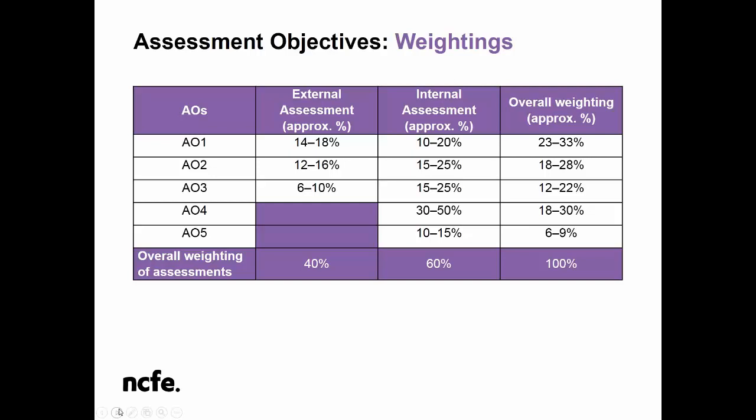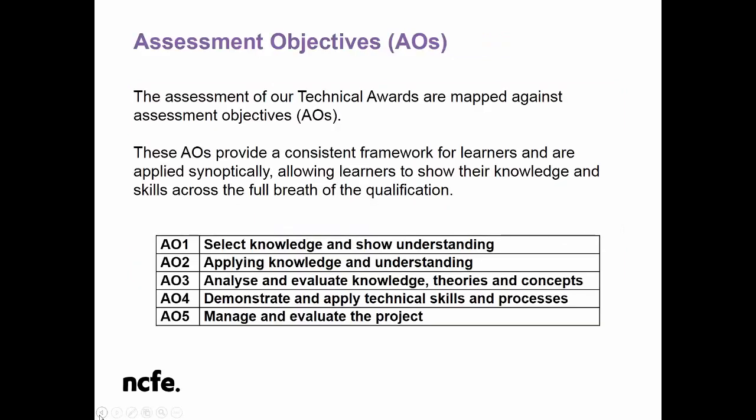So this shows which unit is assessed against which AO. If we look at the external assessment, this is assessing AOs 1, 2 and 3, and the internal synoptic project is assessing all of the AOs 1 to 5. If we move back a slide, you can see that for Unit 1, the external assessment targets assessment objectives AO 1, 2 and 3. And then the synoptic project, which targets the whole content of the qualification, targets assessment objectives 1 to 5, so all of them.